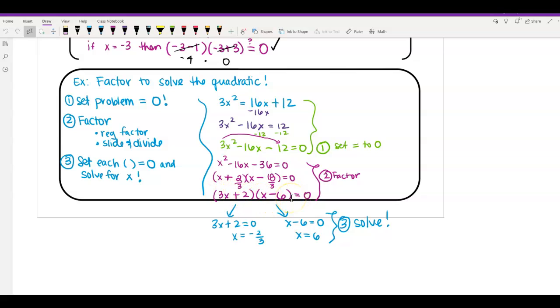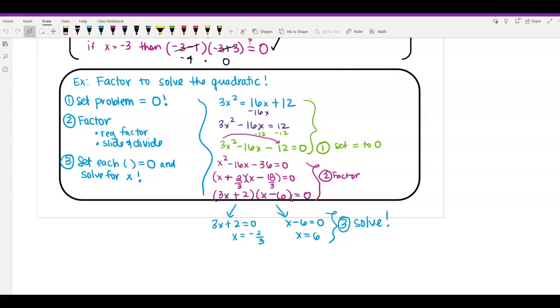Now, if you're getting to this point and you're still confused about how I got that, you need to go back to those factoring sections and you need to practice your factoring. For this problem, especially slide and divide. But if you can't follow through that last purple line and you don't understand where all of that came from, you have to go back and practice that factoring because that's the big key here.